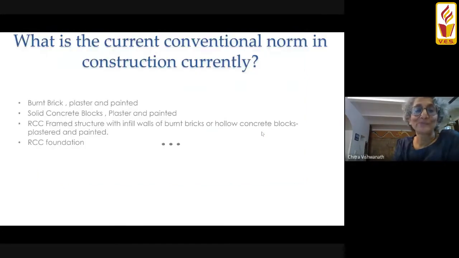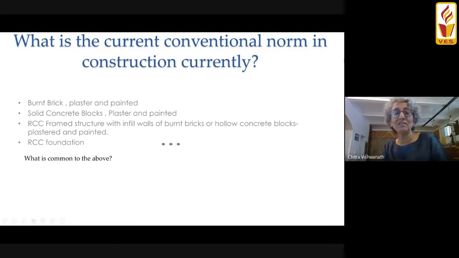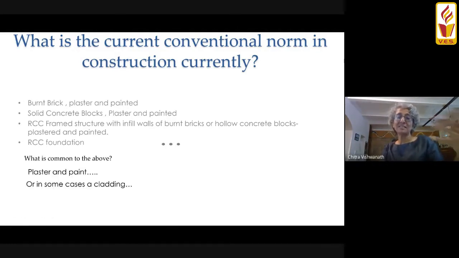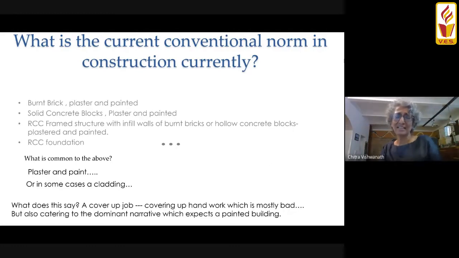So what is the current convention norm in construction? Which is mostly burnt brick, plaster painted, solid concrete block, again plaster painted, or RCC frame structure, hollow concrete block, again plaster painted. And what's common in all of this is plaster and paint, or in some cases a cladding. So what does this say? It just says that it's a cover-up job, covering up handwork, which is mostly bad, but also catering to the dominant narrative, which expects a painted building.